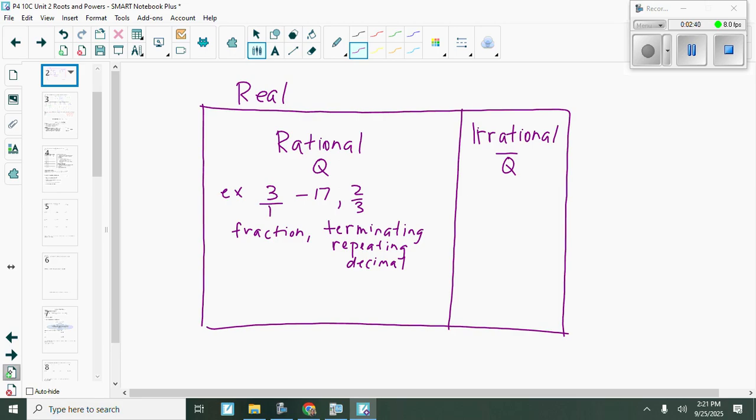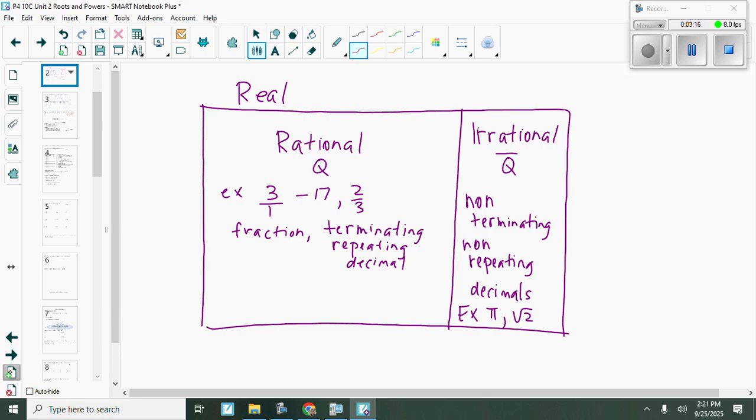So this means non-terminating, non-repeating decimals. An example of this, we talked about the pi button. We also talked about the square root of 2. If you were to do the square root of 2, it would be a random bunch of decimals that fill your screen until the screen stops printing them. So all these are irrational numbers.